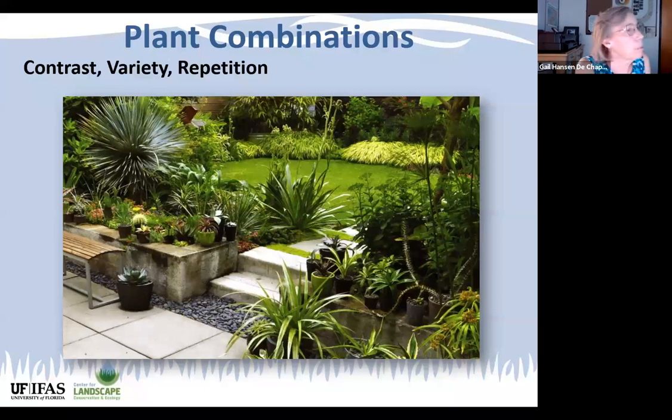The last thing I want to talk about is plant combinations. Plant combinations are that point in your design where you've picked all your plants, you have a whole list of plants you want to use, and now you have to think about how to lay them out and combine them. Just think about the fact that you want to have variety, and the variety will come in your textures, your colors, your forms, and so forth. You also want to have contrast, and you want to have repetition. Those are the three main things you want to think about as you're deciding how to arrange these plants.